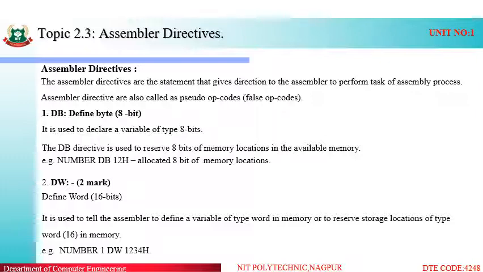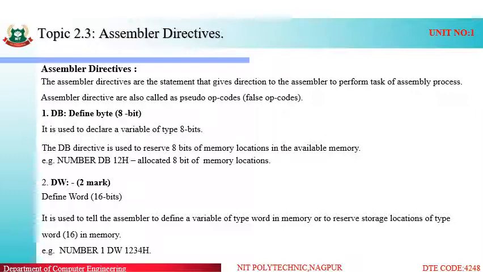So the first and important assembler directive is DB. DB stands for define byte. Byte is of 8 bits. It is used to declare a variable of 8 bits. The DB directive is used to reserve 8 bits of memory location in the available memory. Suppose we give an example of number. Number is nothing but the variable. Instead of number we can give x, y, z, anything.